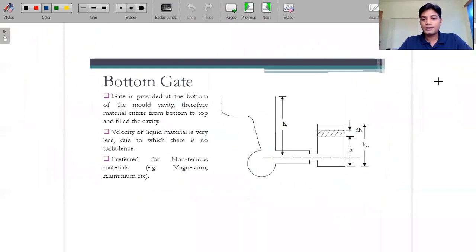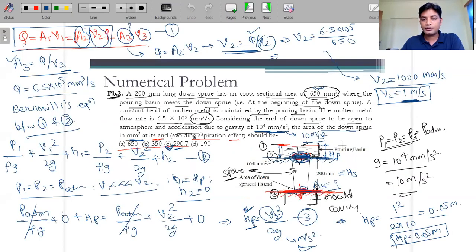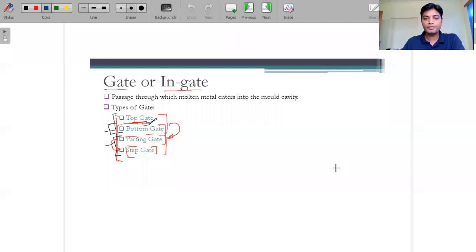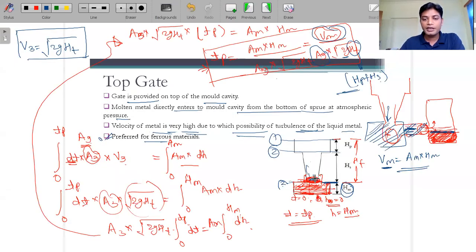So let's try to calculate the time for the bottom gate. Why are we calling it a bottom gate? In the last one, if you see, this is the top gate. So here we consider this is the top gate, where whatever molten material comes from the sprue is directly filling into the mold cavity.